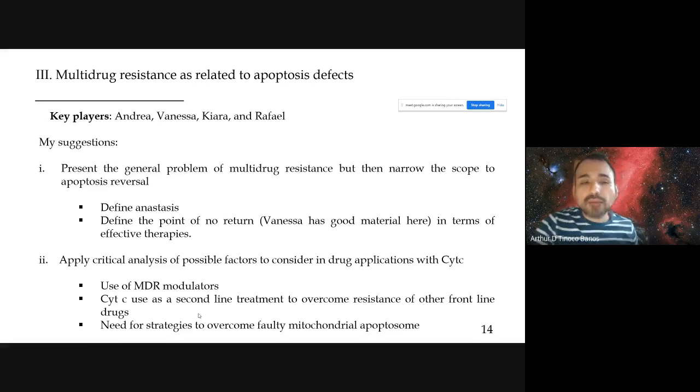So then perhaps cytochrome C may actually serve more effectively to kick in at that second line point, where you have basically exhausted the use of the frontline compounds and then start using cytochrome C to overcome some of those issues that have built up due to the resistance towards those drugs. So perhaps then cytochrome C may be more effective in that regard as a second line treatment.